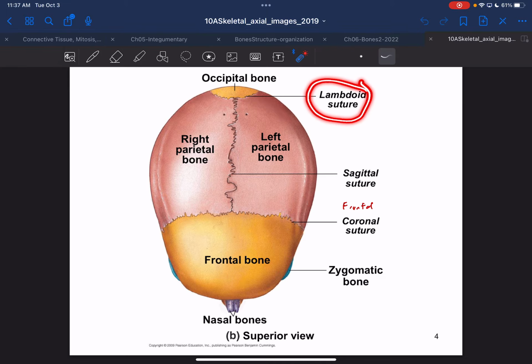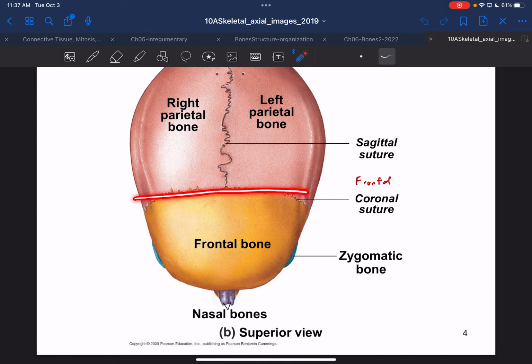Here's the lambdoid suture we just saw, separating occipital from the rest. And then you can see, just like planes themselves, it's named the frontal suture, or mostly coronal suture is the more common and the more popular name of this bone. And so this is called the frontal suture or coronal suture.